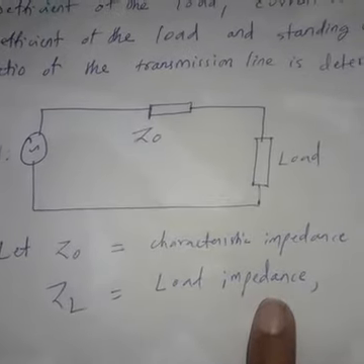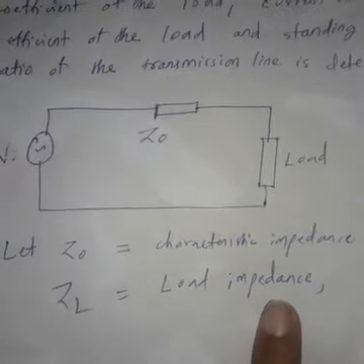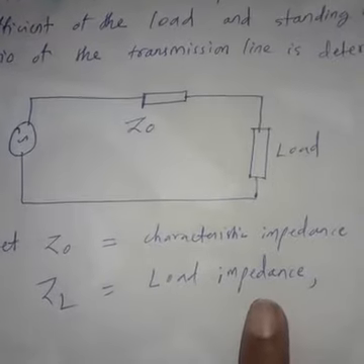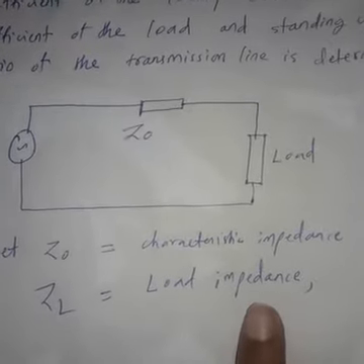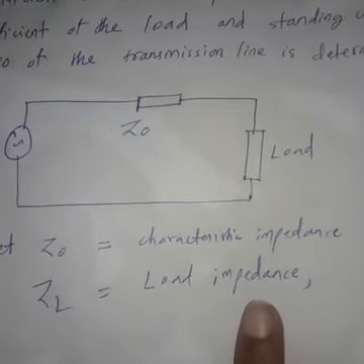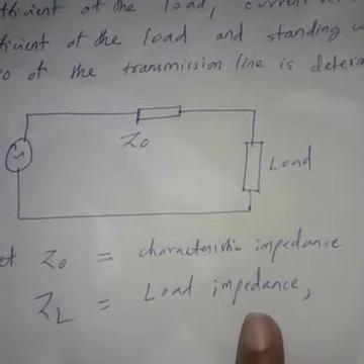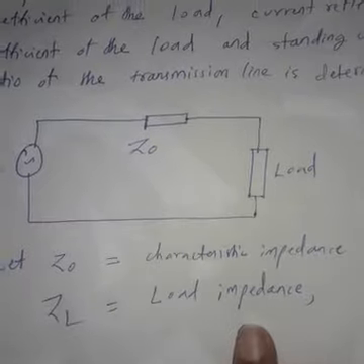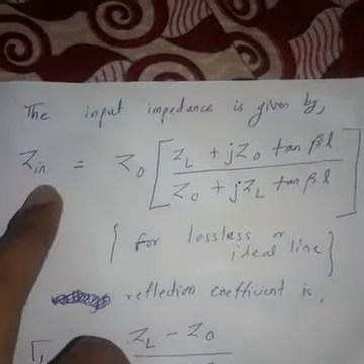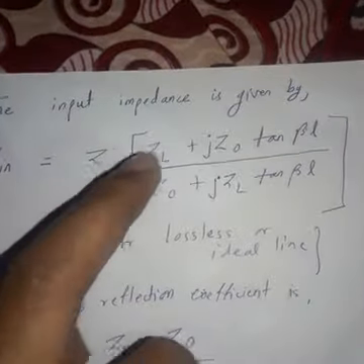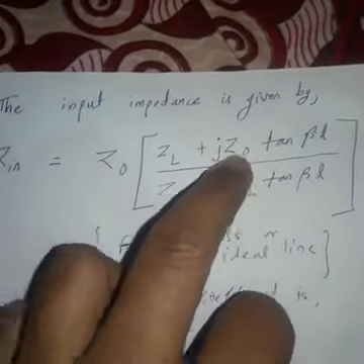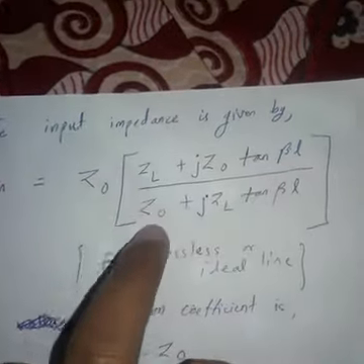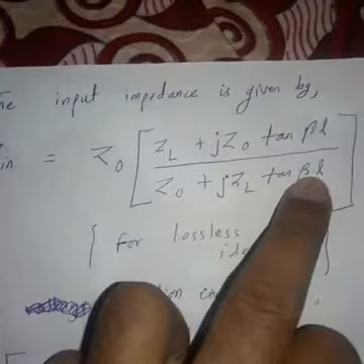For a lossless line, I already told you what will happen: alpha is equal to 0, only beta will be there, so the propagation constant becomes equal to beta only. So the formula of Zin, the input impedance, you have to remember, is like this: Zin is equal to Z0 times (ZL plus jZ0 tan beta L) divided by (Z0 plus jZL tan beta L).